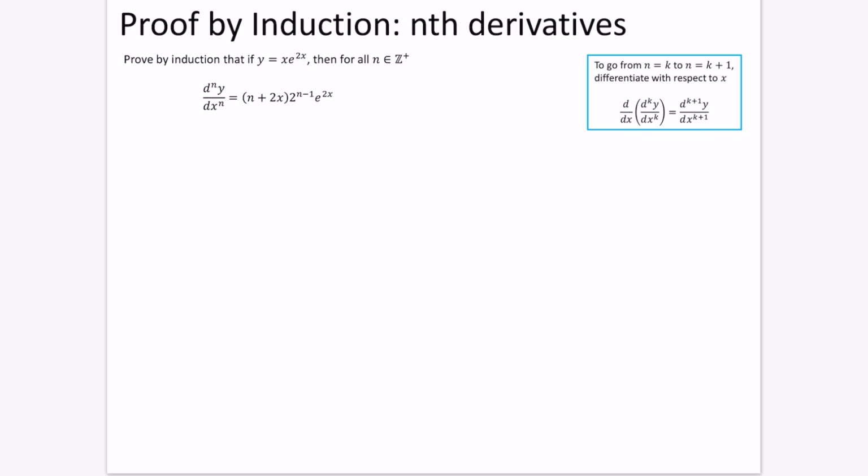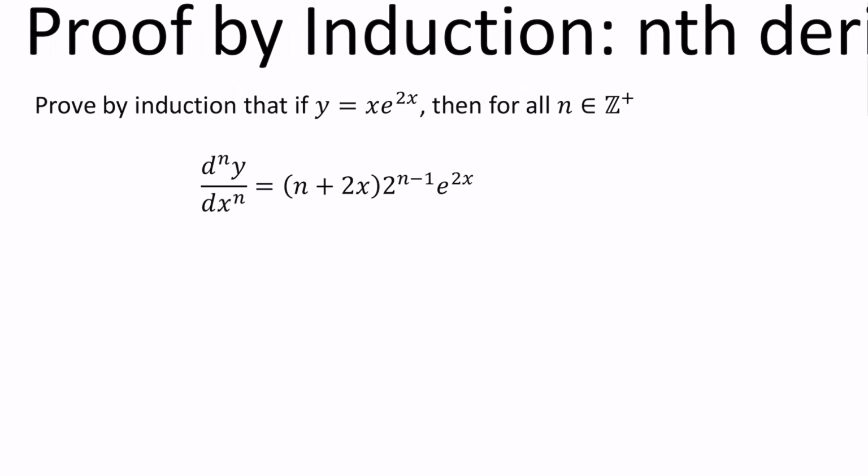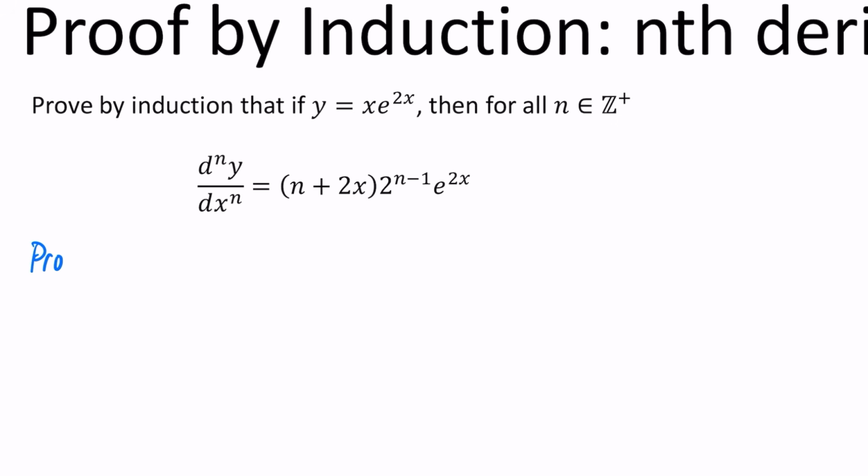So all we're going to do is prove by induction that if y is equal to x e to the 2x, then for all positive integers n, the nth derivative is equal to this thing. And I'll talk about this when it is required. So you know what you have to do for proof by induction. We're going to first of all prove that it's true, or show that it's true for n equals 1, okay? So we will show that it's true for n equals 1.